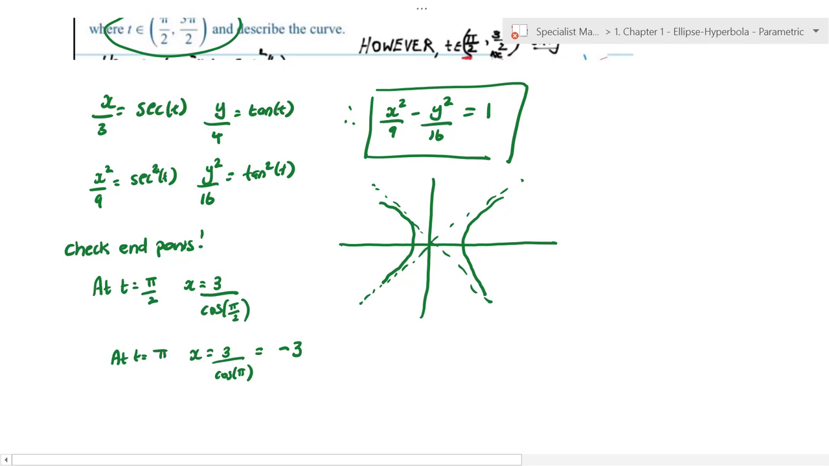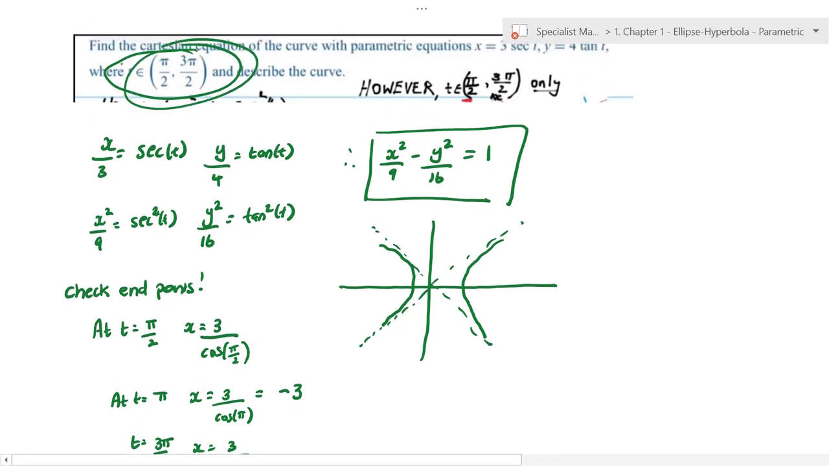So in actual fact, you want to work it out. Let's have a look at something else. At t is equal to 3 pi on 2, it's going to be exactly the same. x is equal to 3 over cos of 3 pi on 2. That's undefined. But of course, this here is not including those points. Why don't we just check the y's as well? Let's check the y's as well.